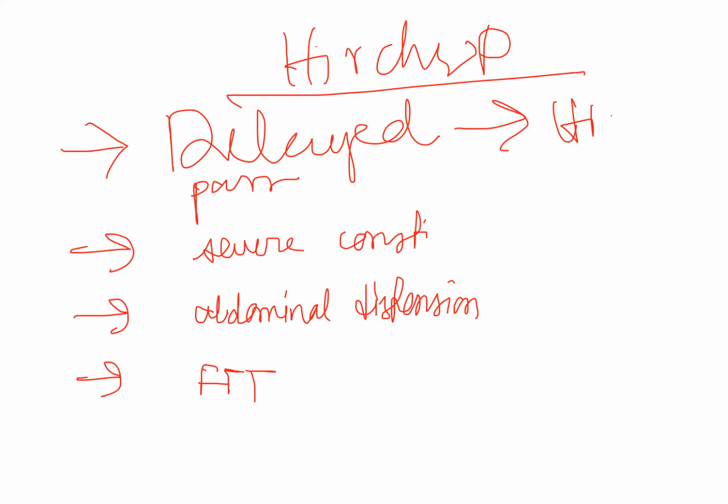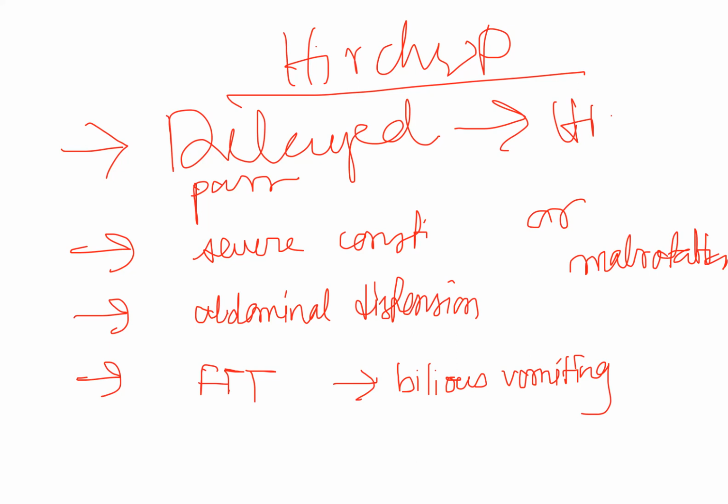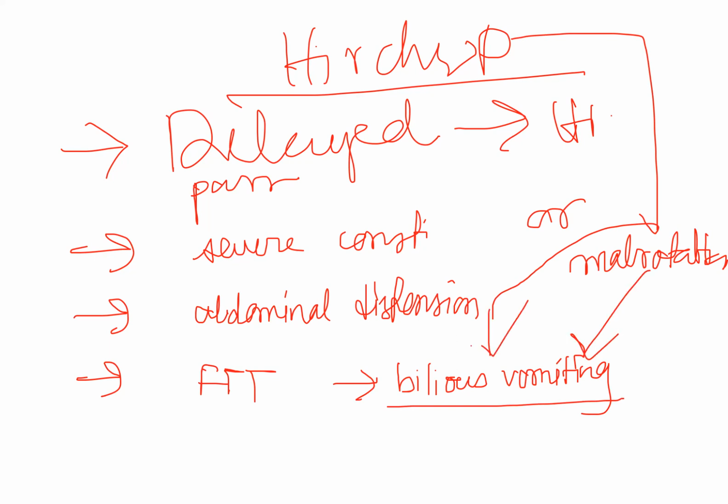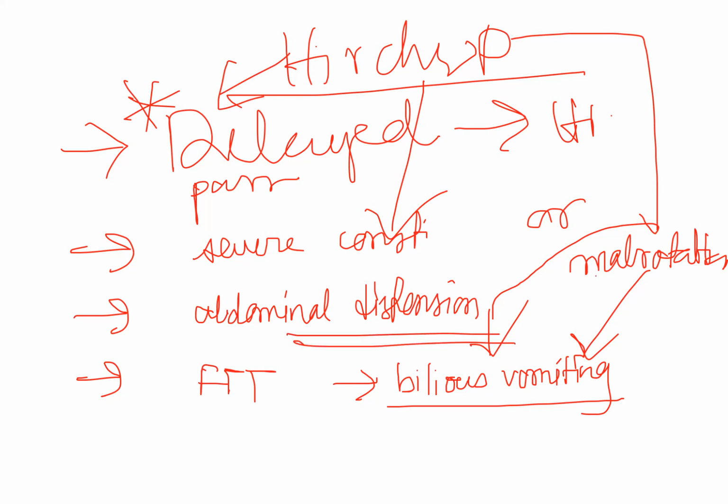But another thing could be there: bilious vomiting also could be present. So from the scenario, you have to make your diagnosis of Hirschsprung's or malrotation. In malrotation, constipation will not be predominant, but Hirschsprung's has constipation predominant. Bilious vomiting could be in both malrotation and Hirschsprung's. But here, one important thing is delayed passage of meconium and severe constipation. Abdominal distension is possible for malrotation also, and failure to thrive for Hirschsprung's. It's not an acute condition.